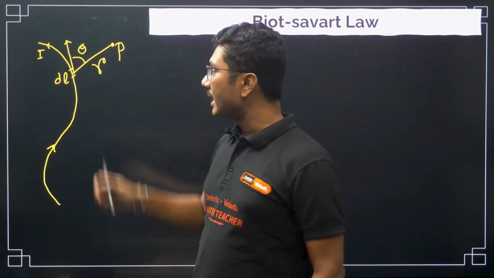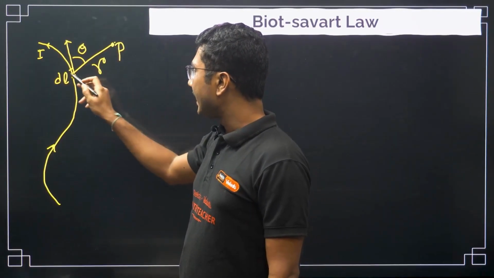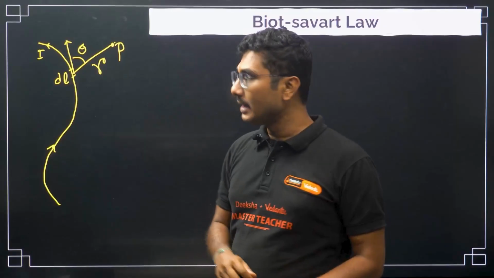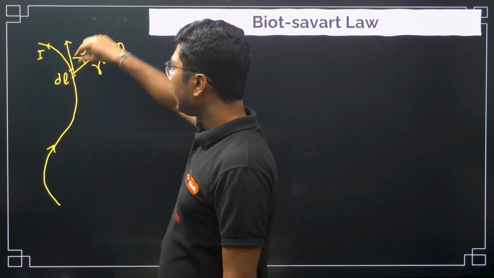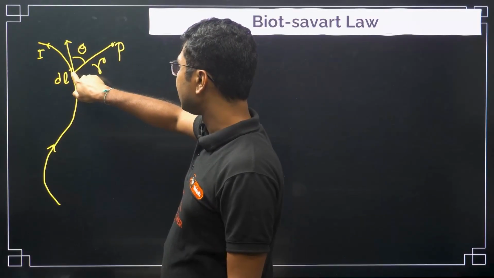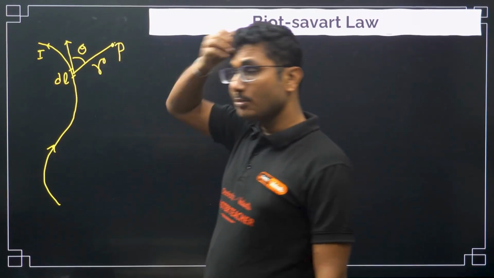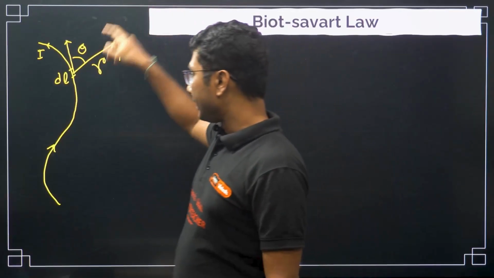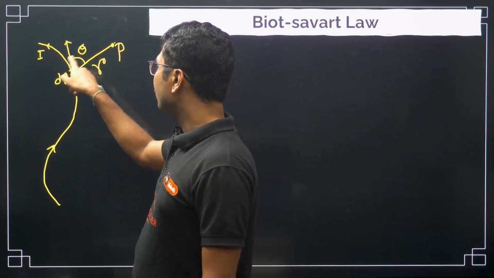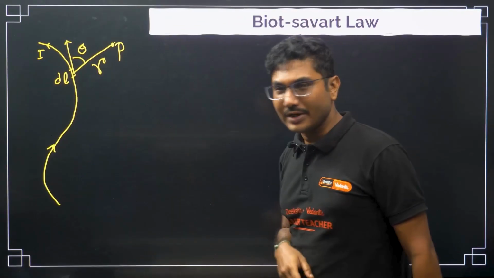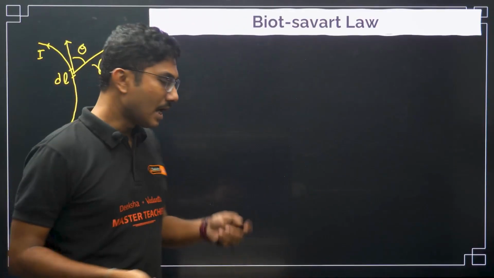Whenever you draw the point P, from there you have to take a small element dl. It is called a current element. Join the center of this dl to point P, so that it appears to be perpendicular. Then you take the direction of the current at dl, and then you draw the angle theta. These are the very important parts that you have to do. This distance is given by r.